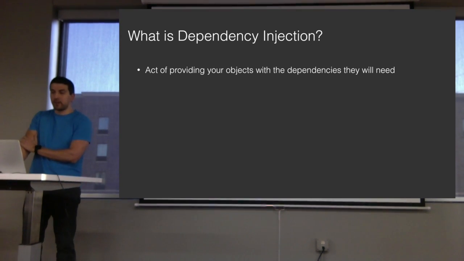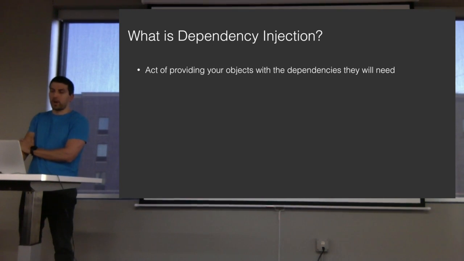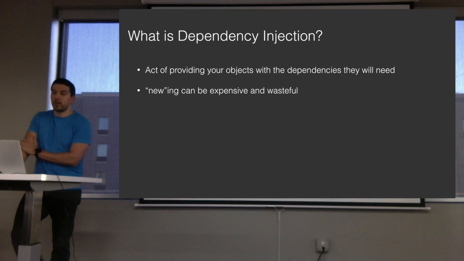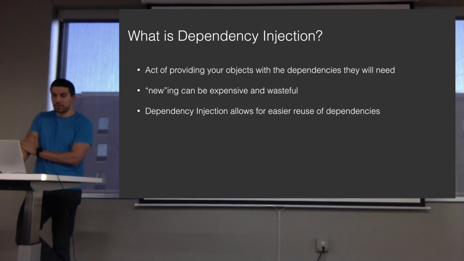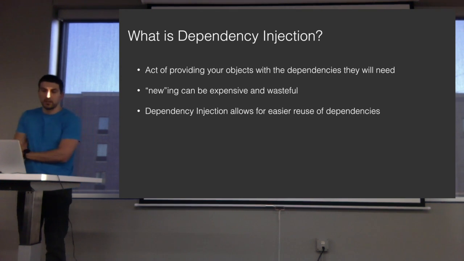It's the act of providing your objects with the dependencies they will need rather than having them create or instantiate them themselves. Calling new can be expensive and wasteful, especially if you are creating new objects every time you do a repetitive action. So obviously caching is better for performance. Dependency injection allows for easier reuse of dependencies.